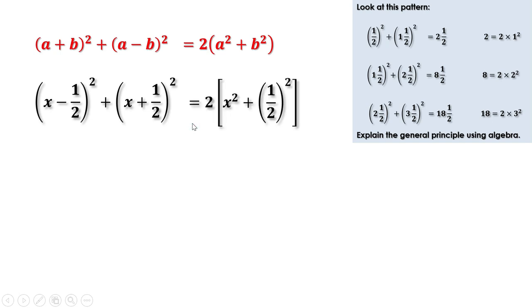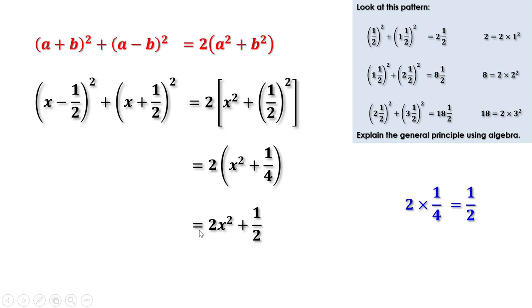1 square is 1 and 2 square is 4. Therefore, the square of half is 1/4. So we can write this as 2(x² + 1/4). Now we have to multiply each term within the bracket by 2. 2 into x² is 2x². What is 2 into 1/4? 1 2 is 2, 2 2s are 4. So 2 into 1/4 is equal to 1/2. Therefore we can simplify this as 2x² + 1/2.